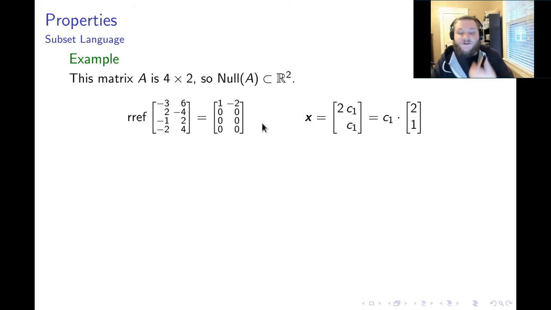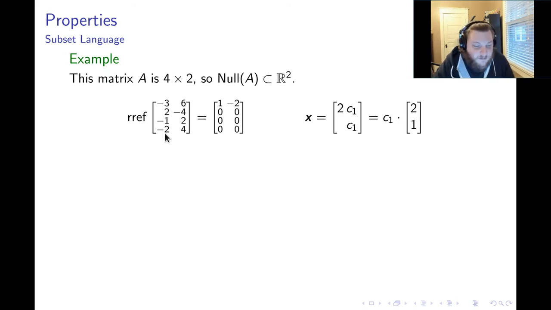Okay, so here's another example. Here we have an example of a 4 by 2 matrix. And since this matrix is 4 by 2, we know that the null space lives inside of R^2. Now, if we wanted to take a closer look at the null space, we could systematically describe all vectors in the null space by solving the system Ax equals the zero vector. And all we really need to do this is find the reduced row echelon form of our matrix.